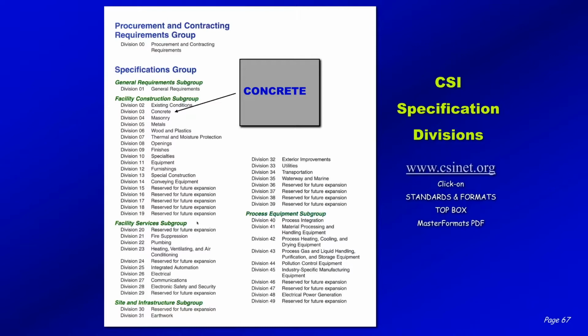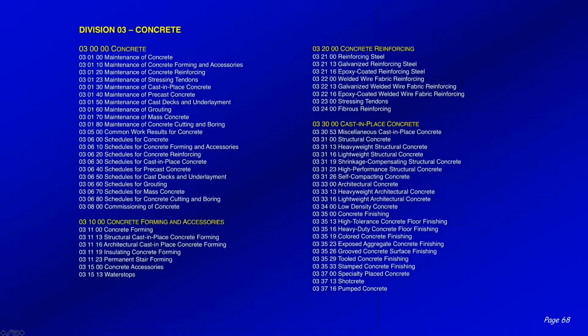And what we mostly care about is concrete. And by the way, if you want to get a breakdown of all the different divisions, you can go over to www.csinet.org and click on the format, and you'll find the entire breakdown.